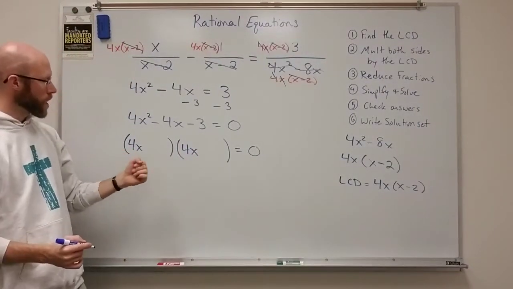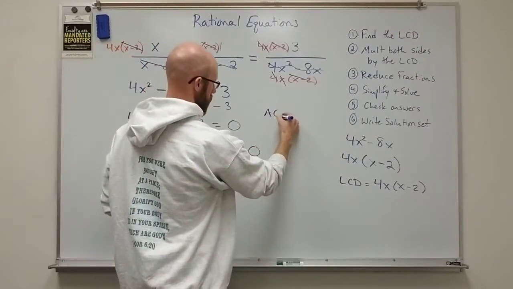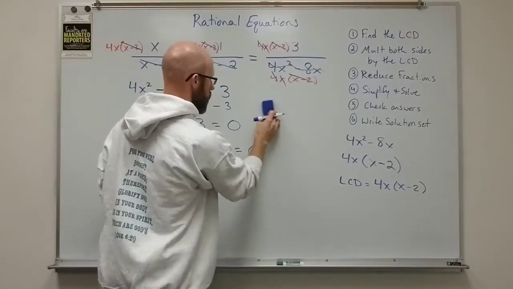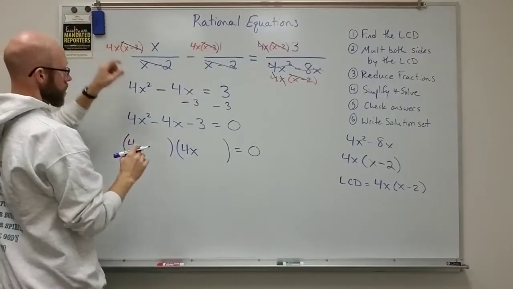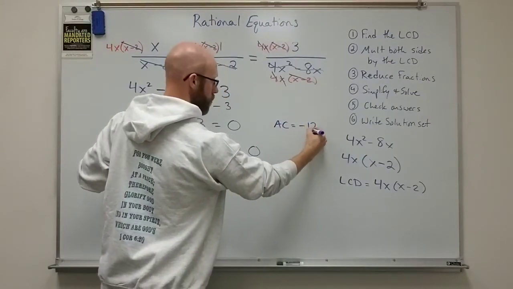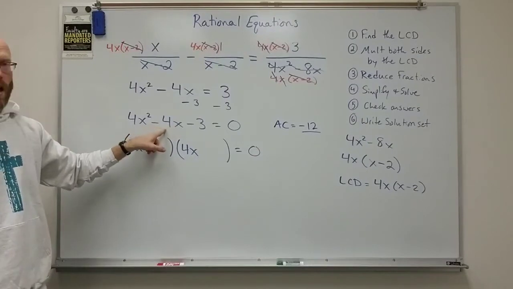And then we need to take a times c and figure out factors of AC that will add up to the -4 in the middle. So we know AC is -12. And so factors of -12 that add up to -4.